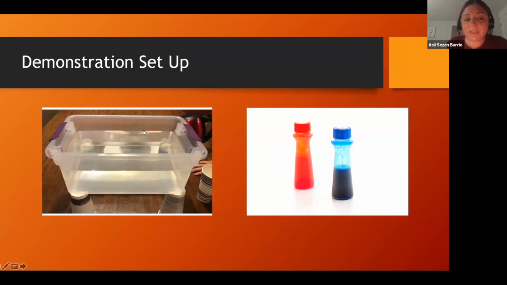So as you see here, we'll have a bin 2/3 of the way full with water. And to be able to make visible hot and cold water, we'll use red food coloring for the hot water and blue food coloring for the cold water.